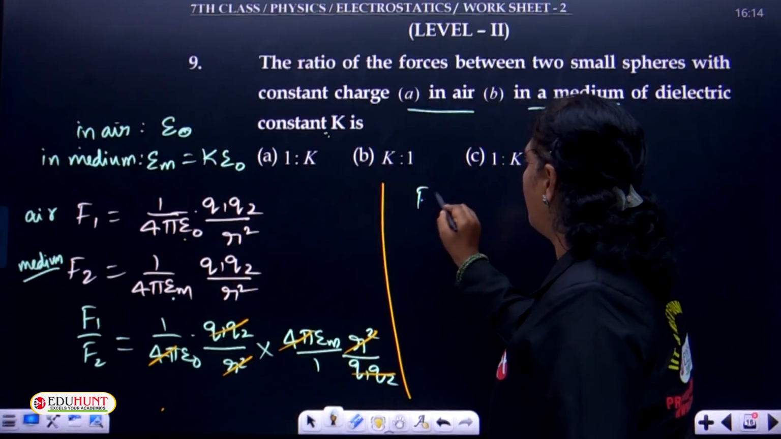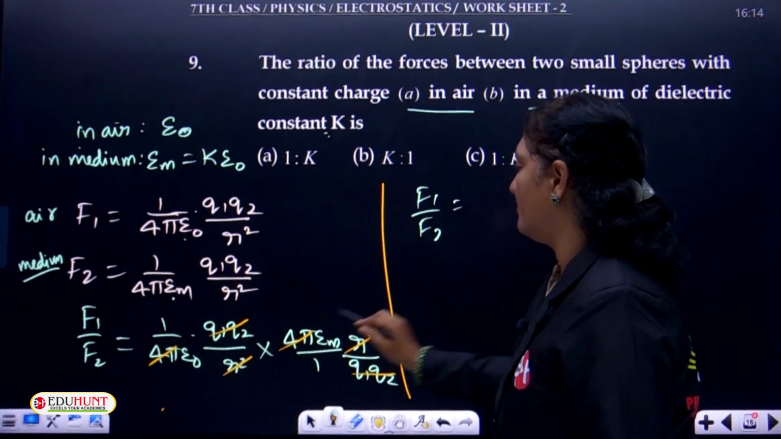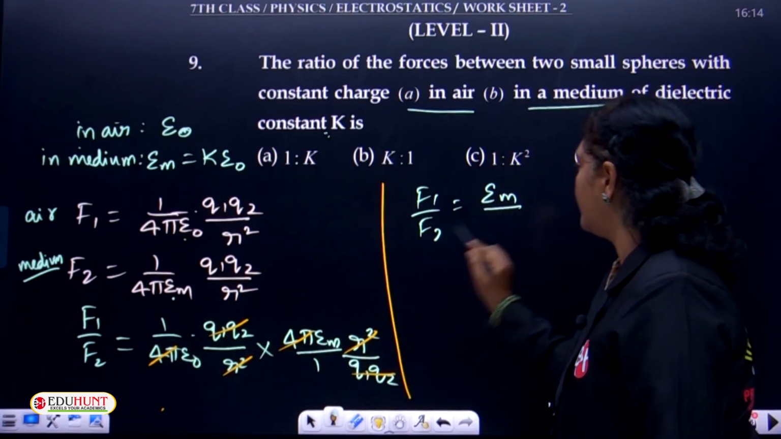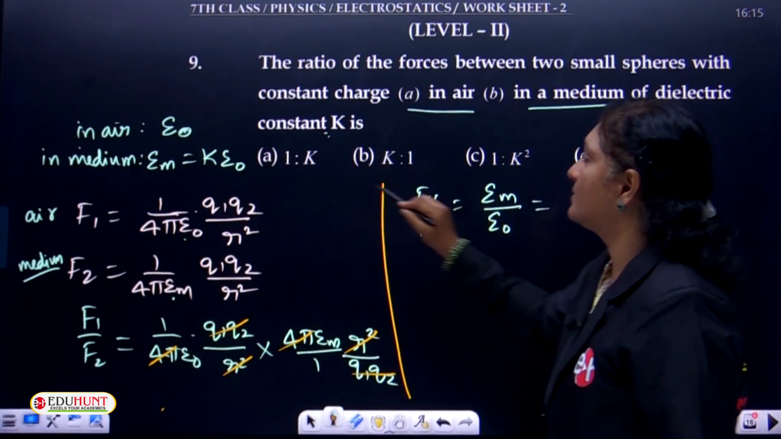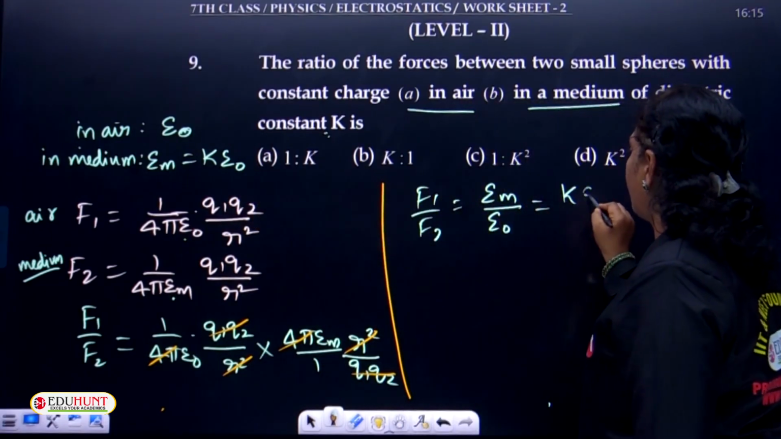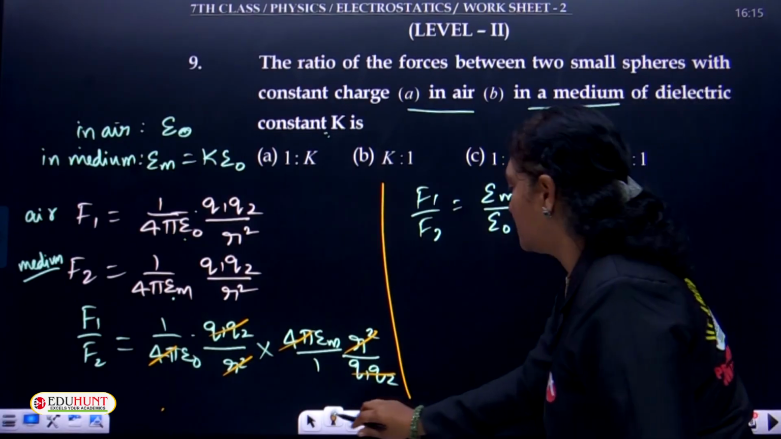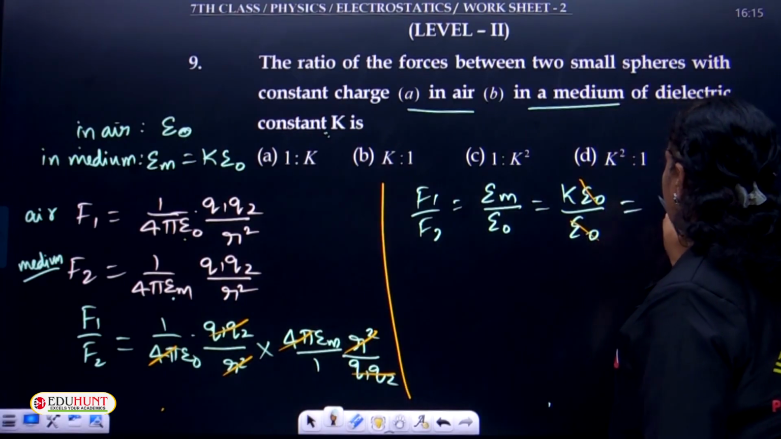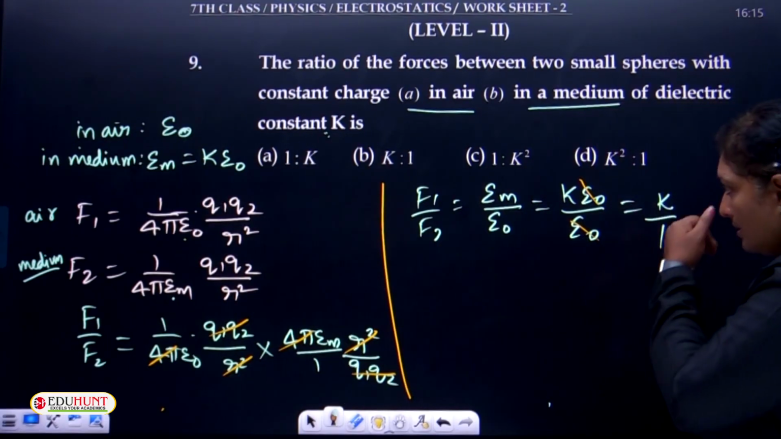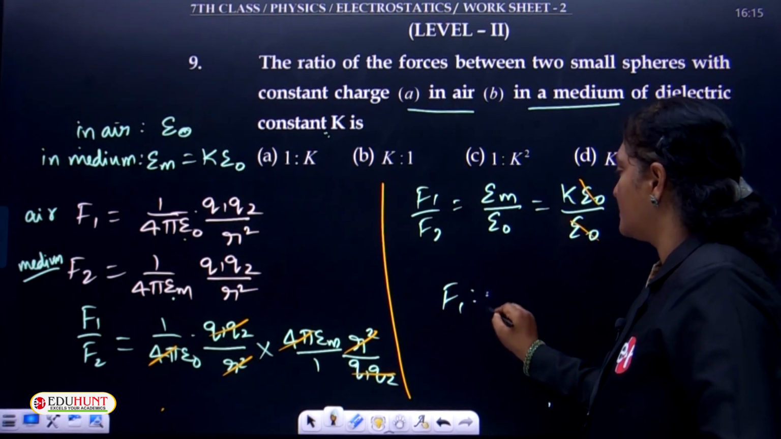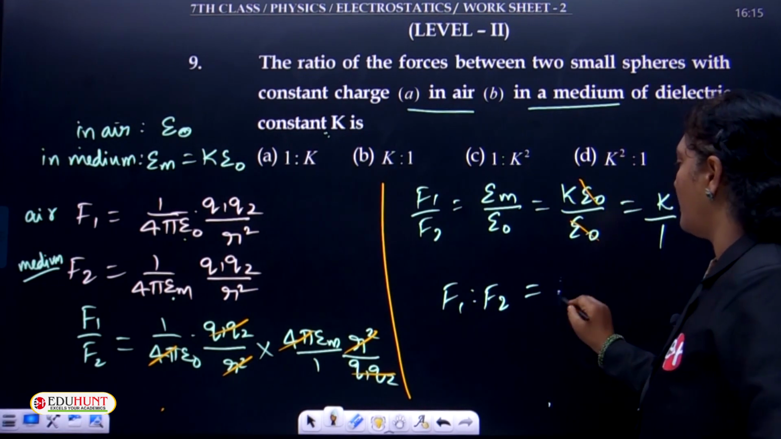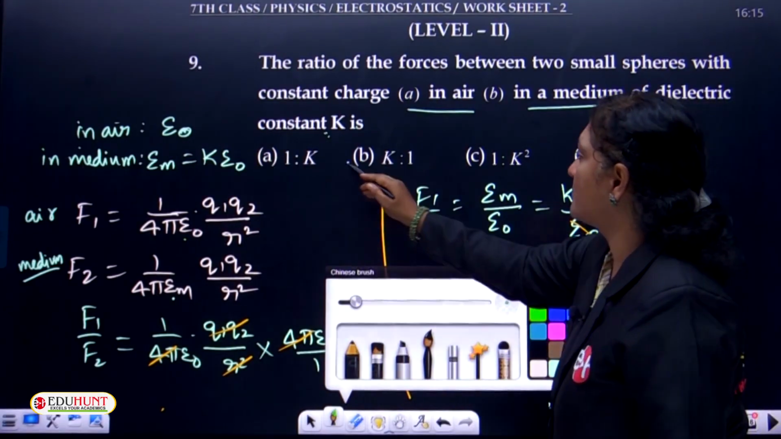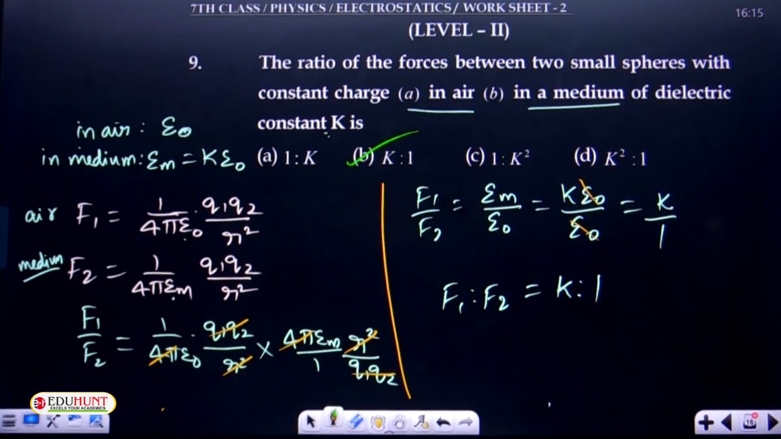F1 by F2, the ratio of the forces, is given as epsilon M in the numerator and epsilon naught in the denominator. But epsilon M is nothing but K times epsilon naught, whole upon epsilon naught. So this epsilon naught gets cancelled, and hence the value is K upon 1. Hence, the ratio of the forces when kept in air to the medium is K is to 1. So the correct option must be option B, that is K is to 1.